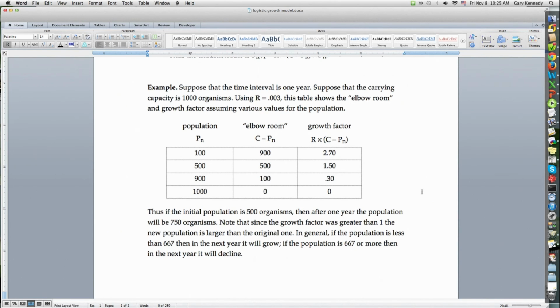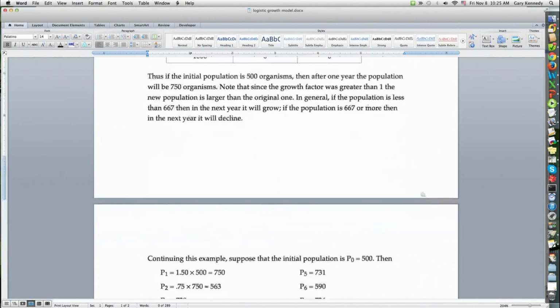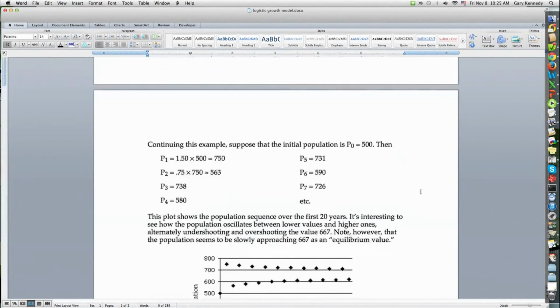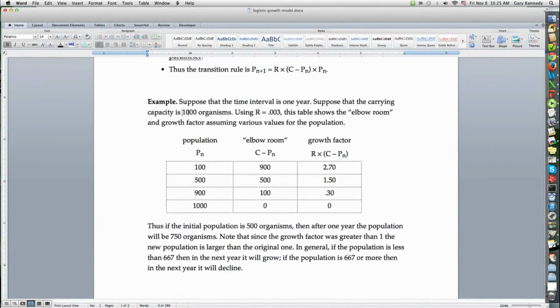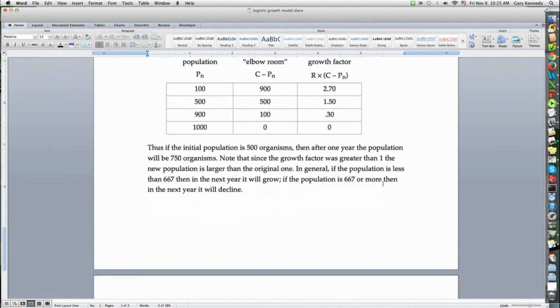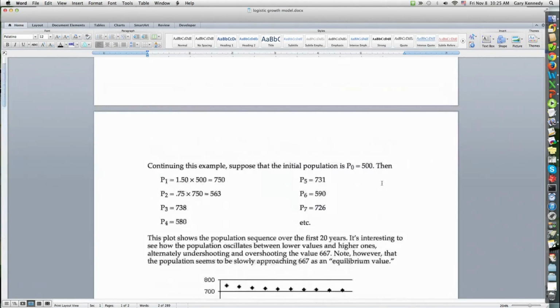Now what I'd really like to do is not just to specify individual populations this year and calculate what happens next year and just do that for 1 year. Let's actually specify a P0, an initial population, and generate a whole sequence of values for year 1, year 2, year 3, and so on. That's what I'm doing on the next page of the handout, so let's go forward to that. So to continue with the same example, I'm using really the same assumptions. I'm assuming 1,000 organisms. I'm assuming R equals 0.003. And let's suppose that we start with 500 organisms. Well, we've already done that in the table.